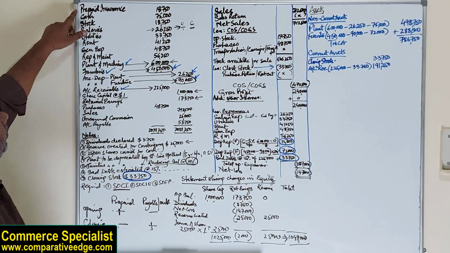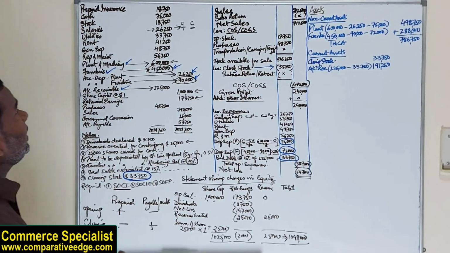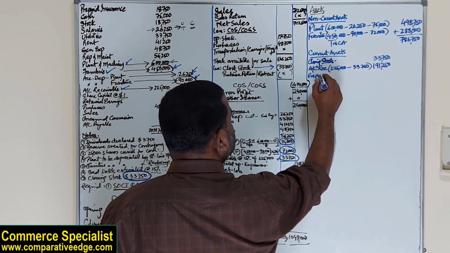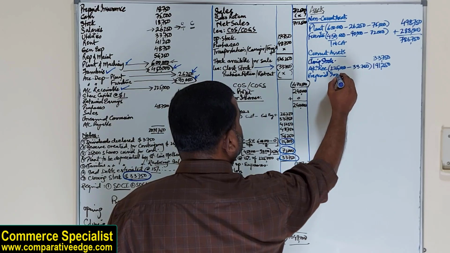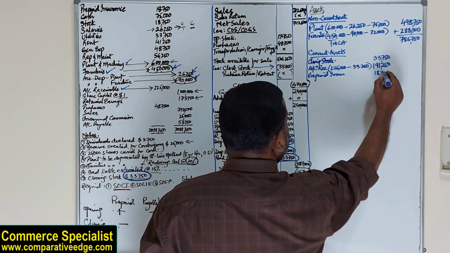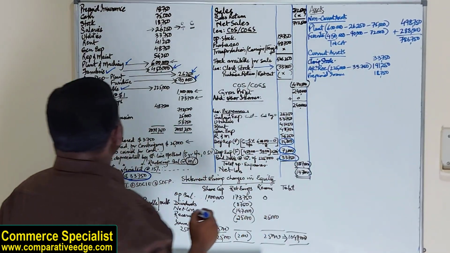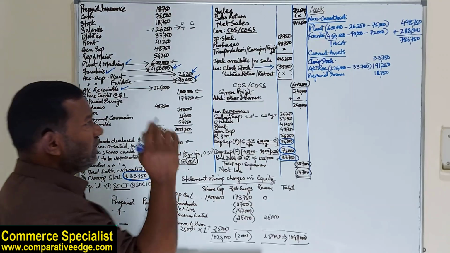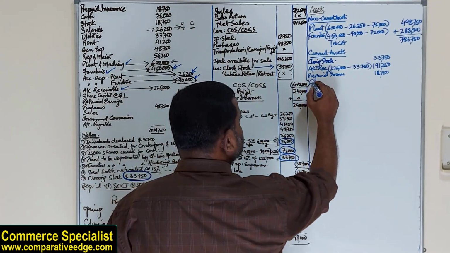If you look here in the trial balance, always check. We have prepaid insurance, which is a current asset, 18,750. Prepaid insurance, 18,750. We also have cash 75,000. Now pay attention here, please.